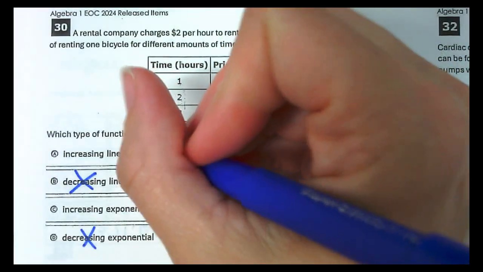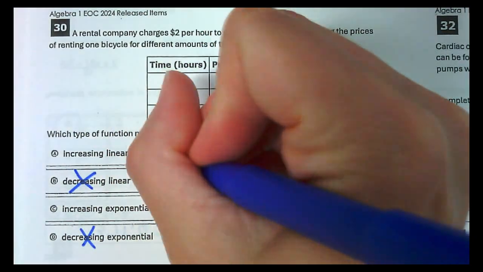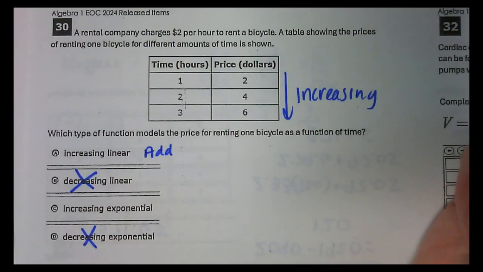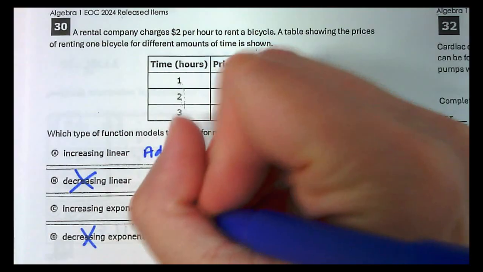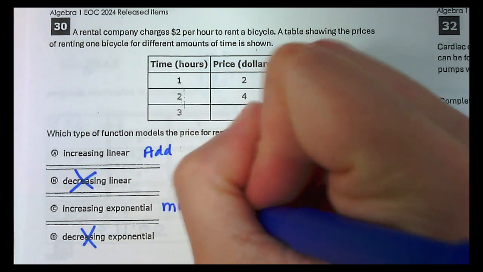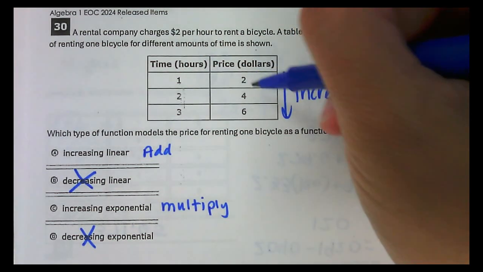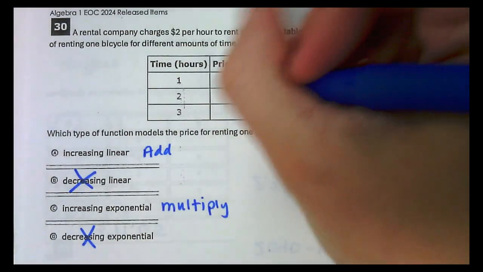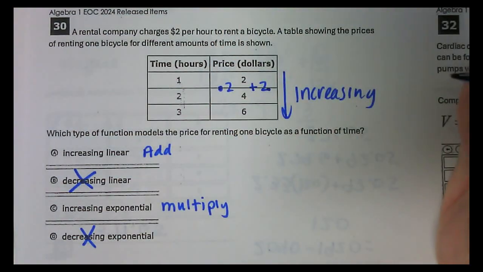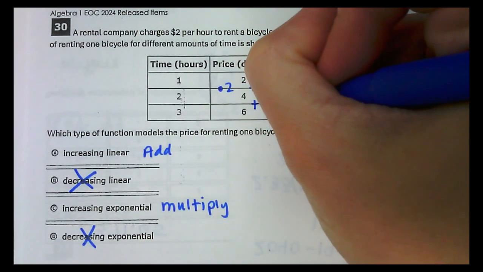So when we have a linear function and it's increasing, we're going to be adding the same number as we increase. If we are having an exponential function and we're increasing, we're going to be multiplying by the same number as we go down our list. So as we move from 2 to 4, we can see that we're either adding 2 or we're maybe multiplying by 2. As we move from 4 to 6, we can see we're adding 2 again.